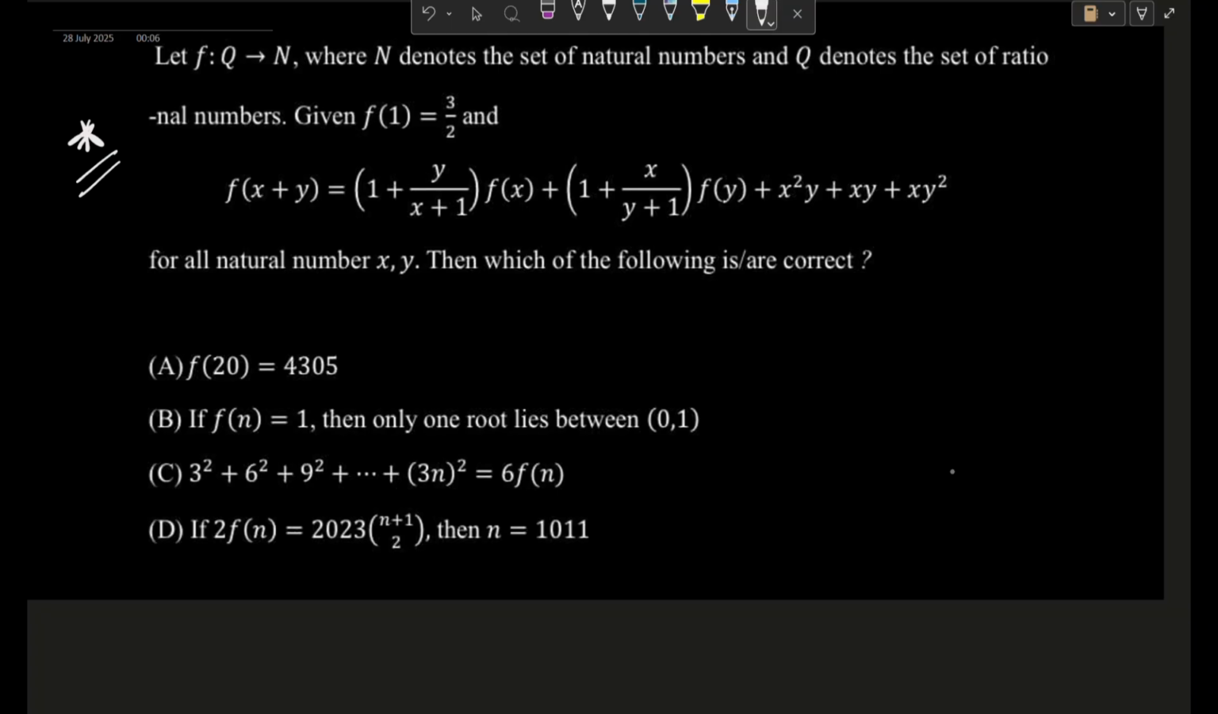I will wait for a few seconds. You can pause the video and then I will start solving.